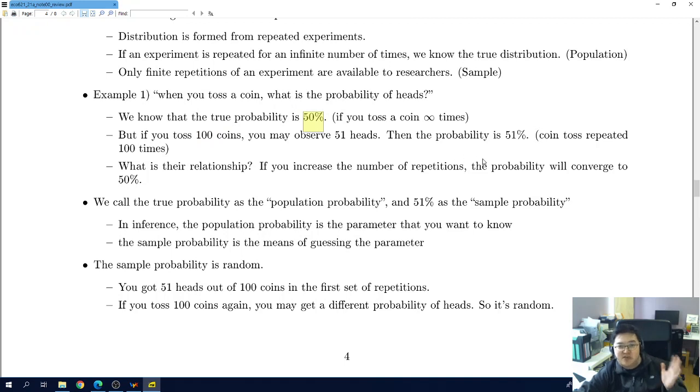That is the law of large numbers, which is going to come later again, but conceptually it's intuitive without naming the law of large numbers, and it's quite easy to understand if you compare the population and sample using the number of repetitions. That's how I try to explain this idea. So population probability and sample probability are easy to understand if you think about this example.